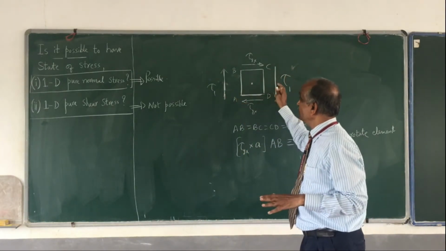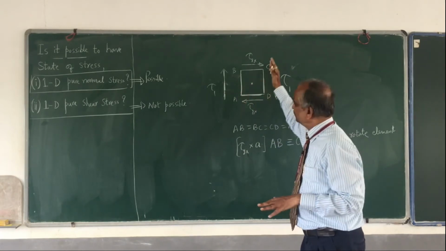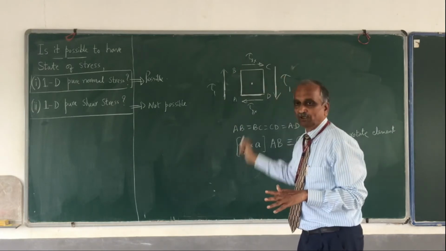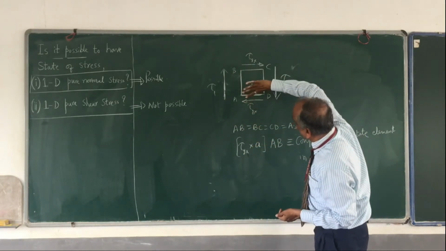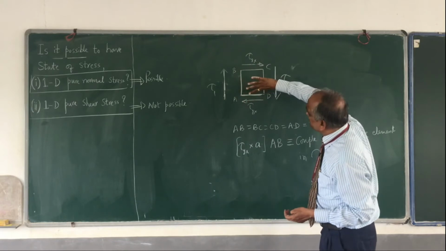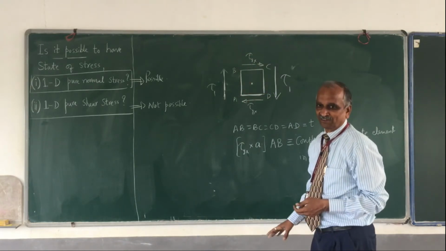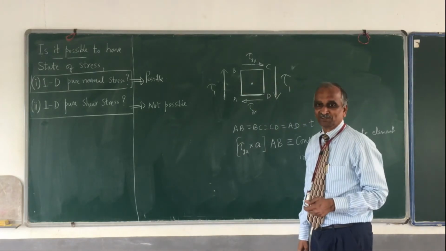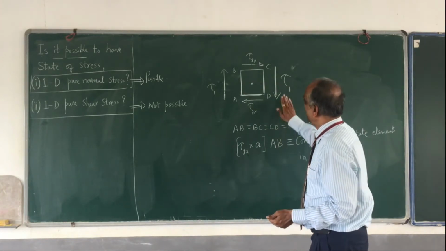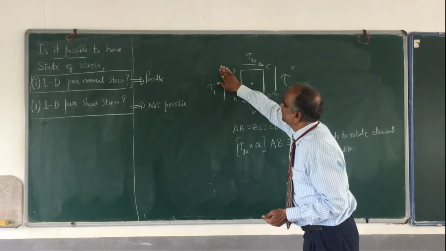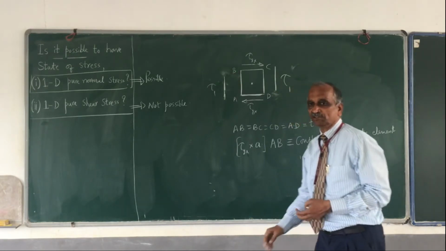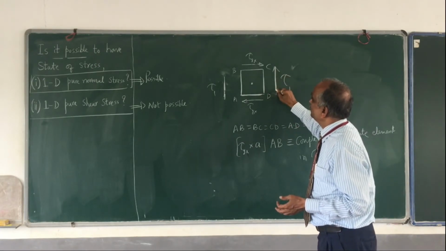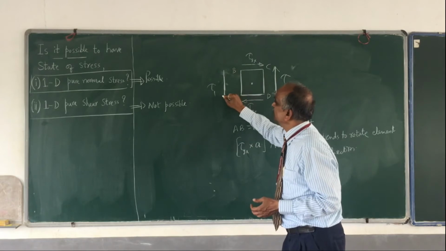But these two also will form a couple. Tau 1 multiplied by A upwards and downwards here, these two will form a couple. In what direction? In the same clockwise direction. So therefore, this again will not remain in the equilibrium state. Therefore I cannot have the directions of these stresses like this. It has to be opposite. So this is upwards and this has to be downwards.